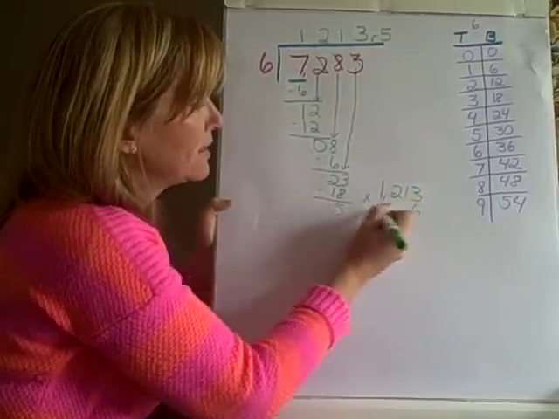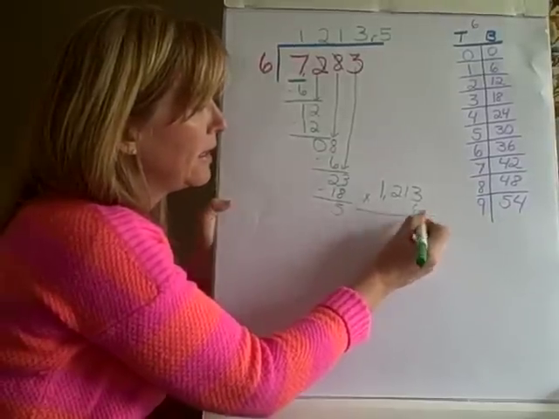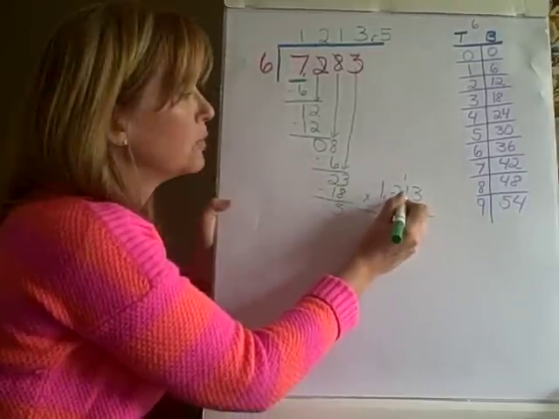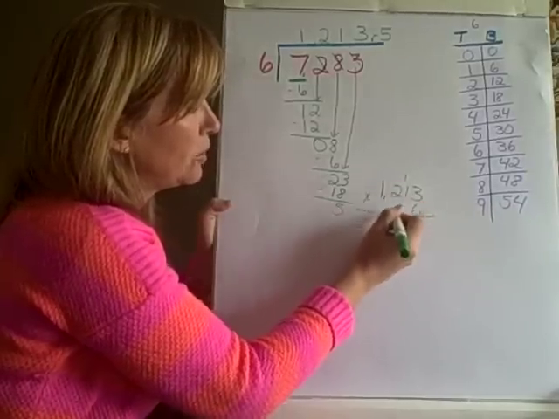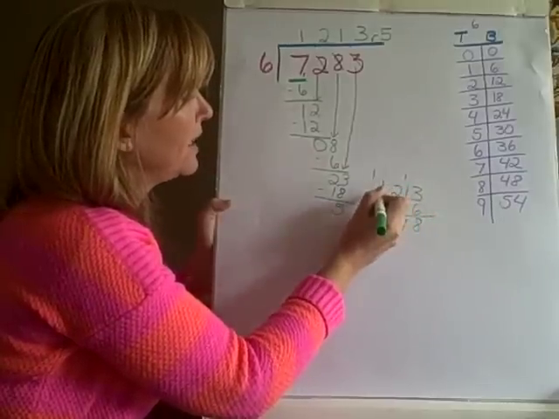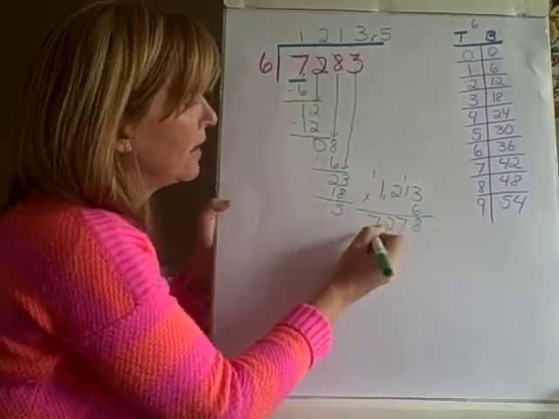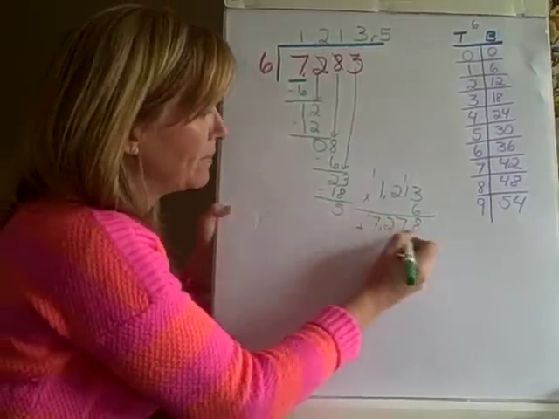Times 6. 6 times 3 is 18. Carry the 1. 6 times 1 is 6, plus 1 is 7. 6 times 2 is 12. Carry the 1. 6 times 1 is 6, plus 1 is 7. Now that's not the right answer, but I haven't added in my remainder yet, so I'm going to add that.